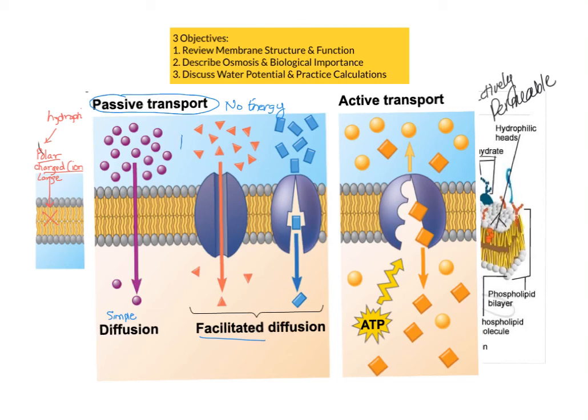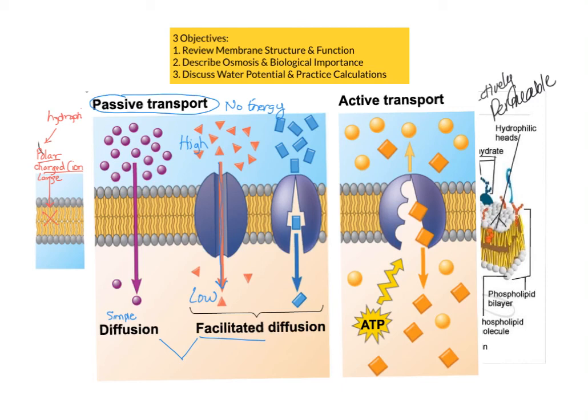So in this case, it's always going to be from an area where there's a high concentration to an area where there's a low concentration. The only difference is that when it's facilitated, there's a channel protein or some kind of membrane protein that's allowing a substance to move more readily across the membrane.